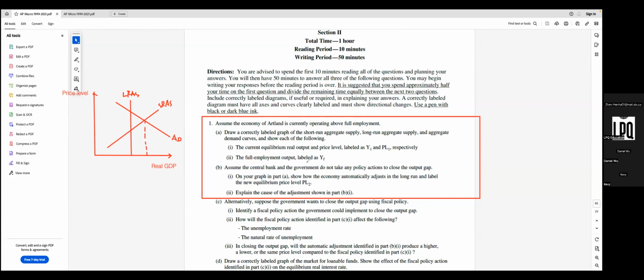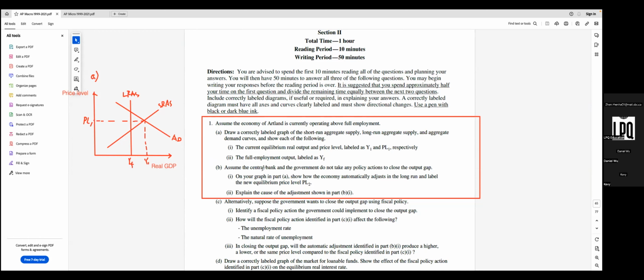So we label the full employment output. Full employment output is the potential GDP, labeled by YF, and this one by Y1, and this one by price level number one. This is question A.